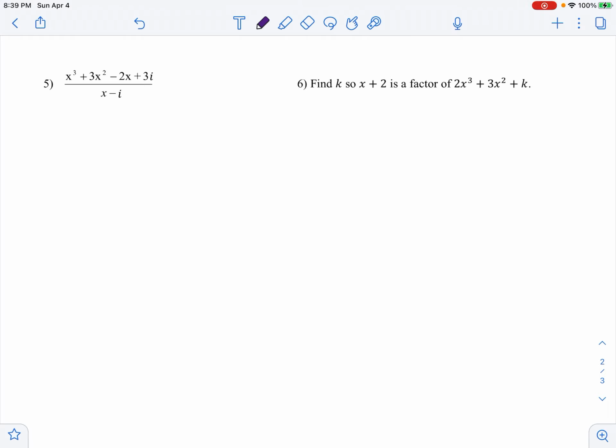I want to find my value of k so that this is a factor. I'm going to set up my synthetic division. I'm going to have my 2x cubes, my 3x squareds. I'm going to have no x's, and then my constant here is k. And in my box, I'm going to have -2. Now, let's see. I want x plus 2 to divide evenly into my problem. That means that I want to get a 0 here.